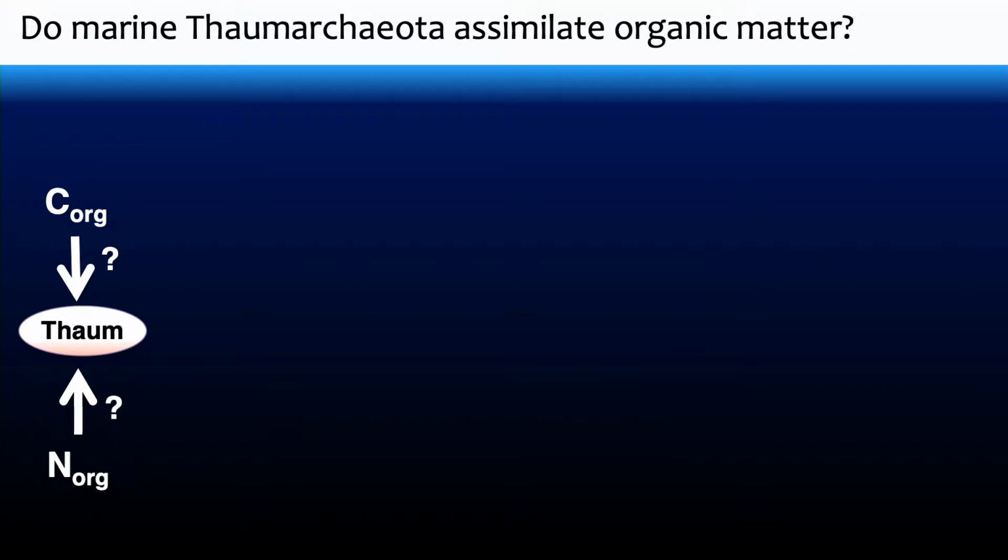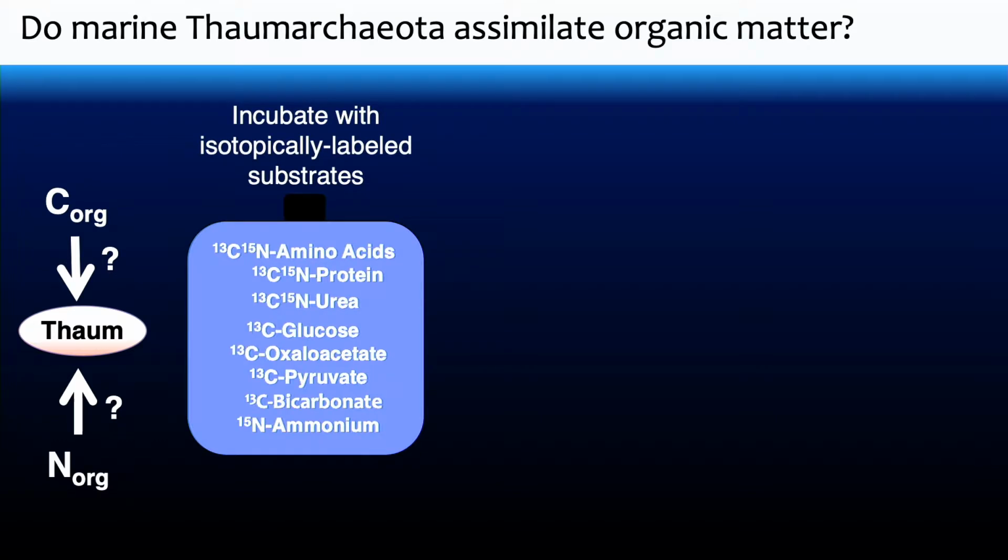Now we want to do the isotope probing experiment to see what we can see directly in the individual cells. So we're going to incubate the water with organic nitrogen and carbon and see what they're able to take up. Many of these substrates are intermediates in the TCA cycle, which we thought would be a good place to start, in addition to other commonly assimilated substrates in the marine environment.